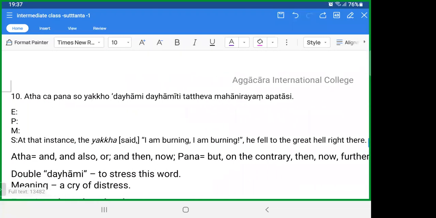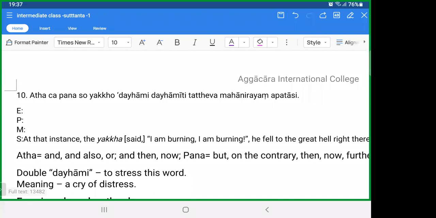So this is easy. Atako cha so yako dahami ti ta ewa maha nirayam apatasi. Okay, this one I think is simple. Okay, next person. Anybody want to try? Volunteer yourself. One person only one time. Anybody not contributed just now? Next person. Yako is yaka. Okay. Yeah, yaka. Okay, good.